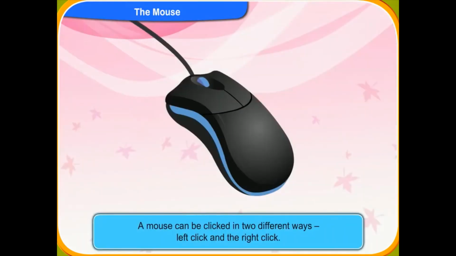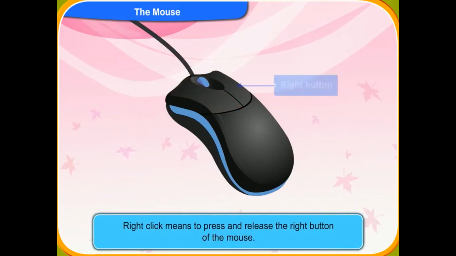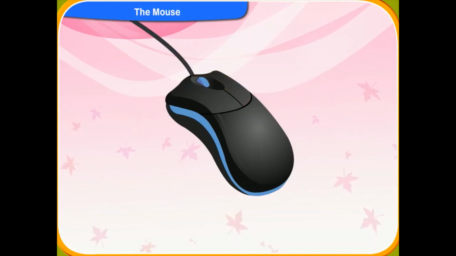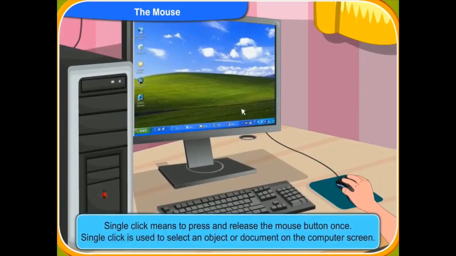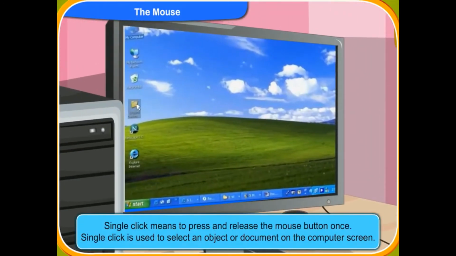Yes, Rennie, you can click a mouse in 2 ways, left click and right click. Left click means to press and release the left button of the mouse. Right click means to press and release the right button of the mouse. There are also single click and double click. Single click means to press and release the mouse button once. Single click is used to select an object or document on the computer screen.